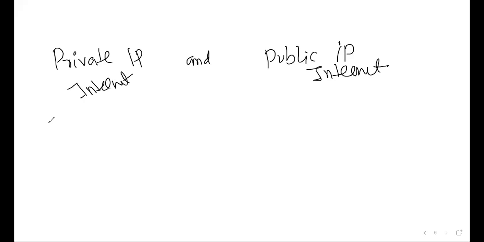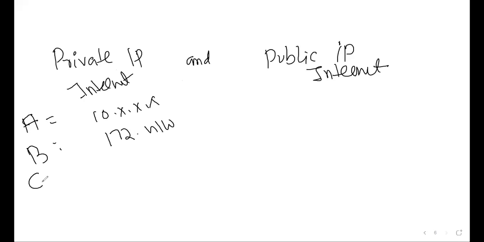In every class, there is a private IP. Let's say in class A, the whole 10 range, 10.x.x.x. Anything you write in 10.x, you will not get internet. In class B, you have the 172 network, which is class B. In class C, you have the 192.168.x.x network.